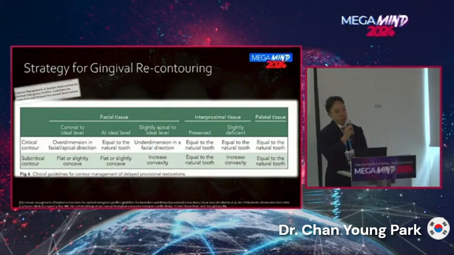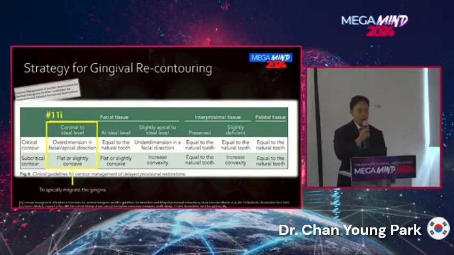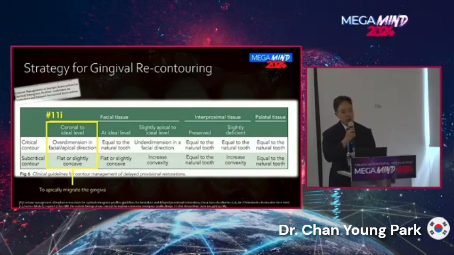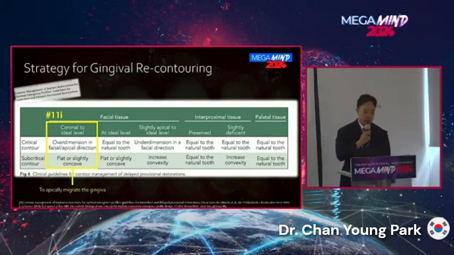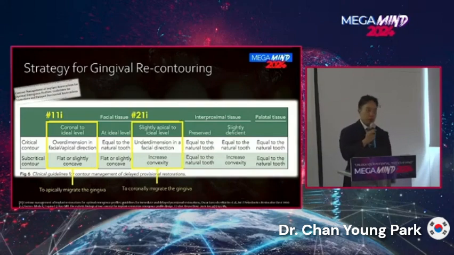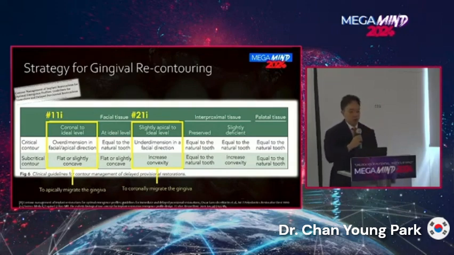So for the strategy, for crown number 11, the gingiva has to be apically migrated, so the critical contour should be a little over-dimensional in the facial apical direction to push the marginal gingiva upwards while keeping the subcritical contour concave enough to avoid excess pressure. And on the opposite, tooth number 21 should be underdimensional in the critical contour to the facial direction so that the gingiva creeps downwards to the coronal direction as much as possible. And we have to increase the convexity a little in the subcritical contour at the same time.